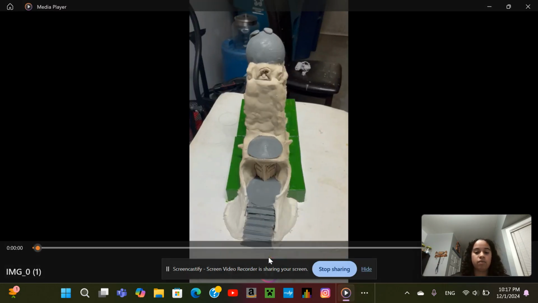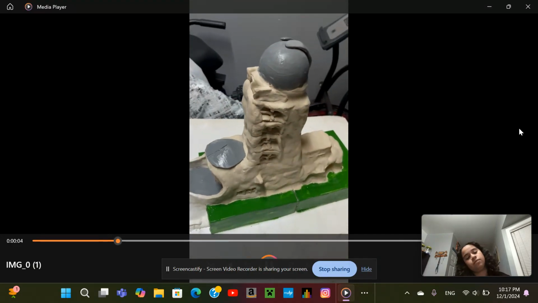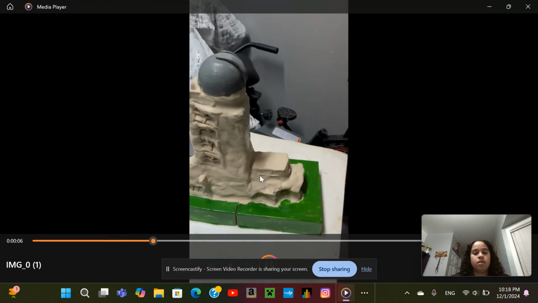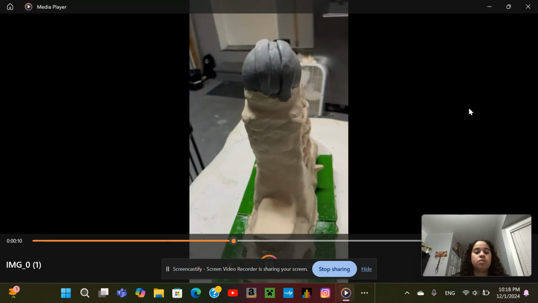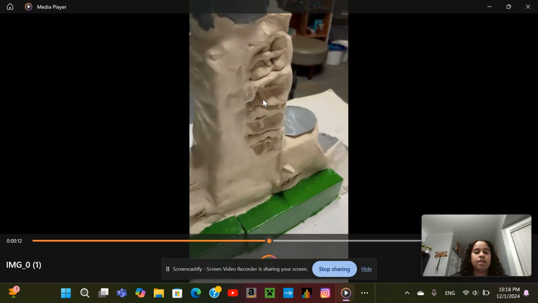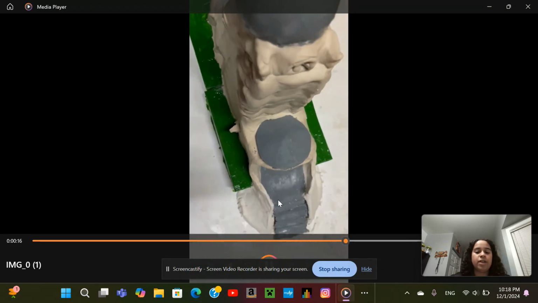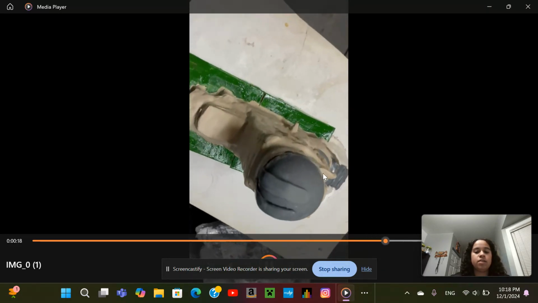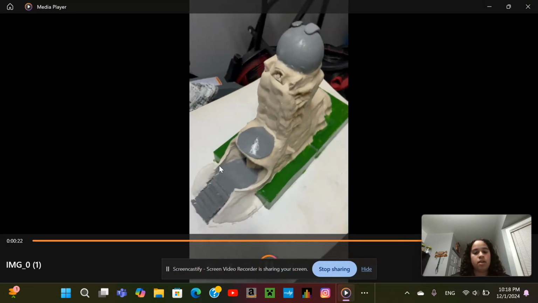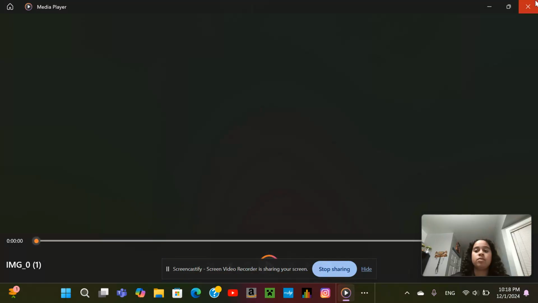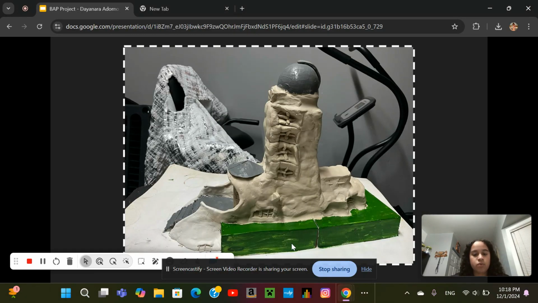So here's a quick little video of how it looks. It's just a little 360 of it. I did want to add in that it's made out of clay. I used a little bit of cardboard over here, and then popsicle sticks, a large sphere ball, and some tiny popsicle sticks for the windows as well. Here's a little bit of a close-up as well.